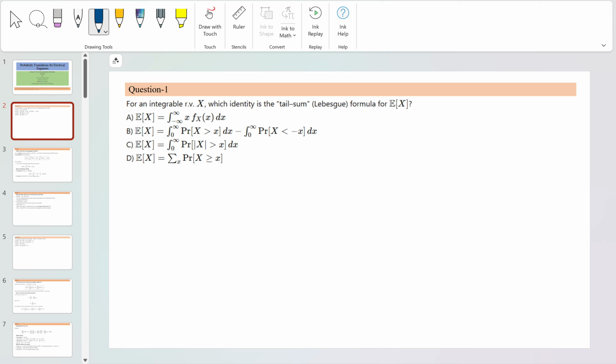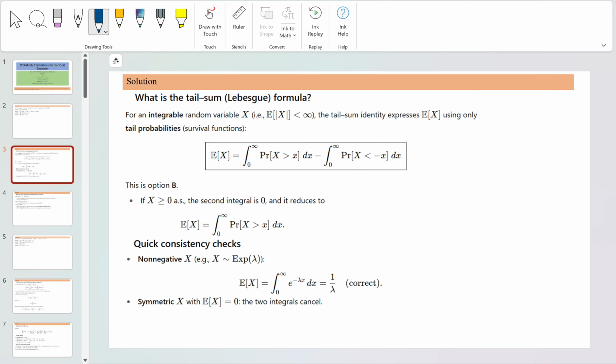Okay, let me give the solution for this. The problem is asking us to identify the tail sum formula for an integrable random variable X. By the definition, you can see that option B is matching. But let's check that.